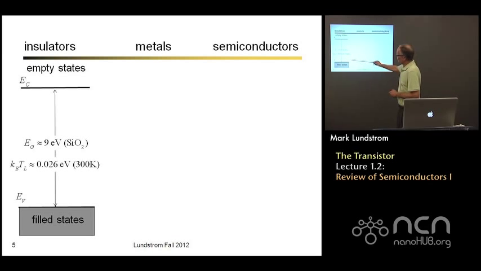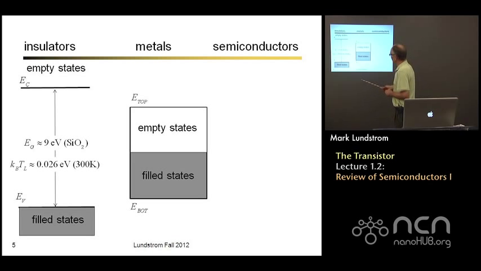So there isn't very much thermal energy, not nearly enough to break a bond and to move an electron from the valence band to the conduction band. So we don't have any electrons to conduct electricity, and the material is an insulator. Now, a metal is completely different.